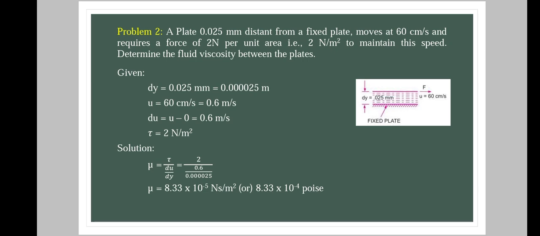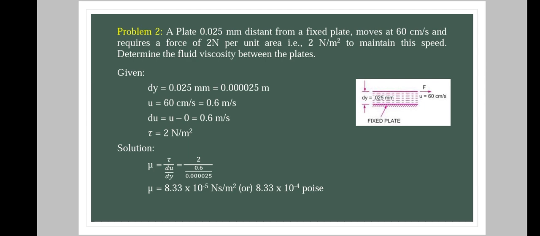So from the diagram itself, we have understood that dy value will be 0.025 mm and u will be 60 centimeter per second, and it is a fixed plate. The water will be moving inside it. So the given data are given based on the problem. So dy is equal to 0.025 mm. Convert them into meter, that is 10 power 3 mm is equal to 1 meter. So 1 mm is equal to 10 power minus 3 meter.